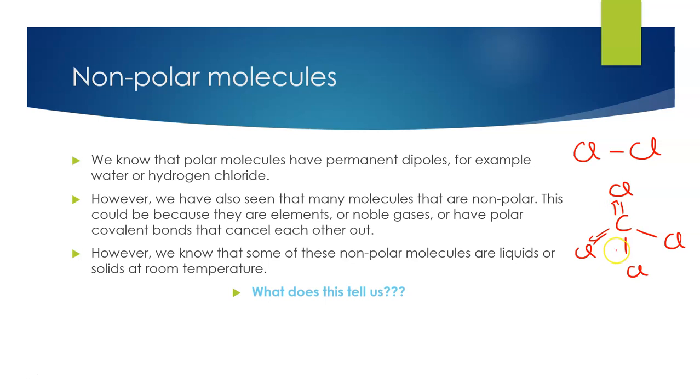So there are dipoles present. We do have polar bonds, but they're arranged symmetrically around the molecule so that the molecule is non-polar. Okay, also noble gases, things like this, where there's no dipoles present. So some of these molecules are liquids and some are solids at room temperature, which means that they have something that can alter the way that they are attracted to each other.